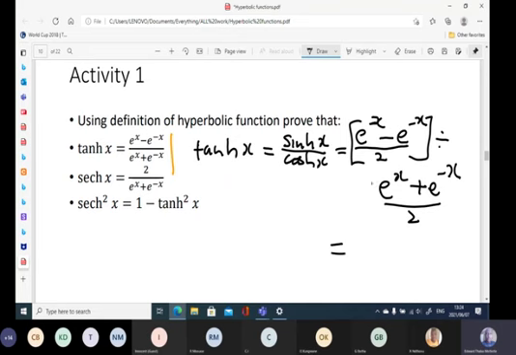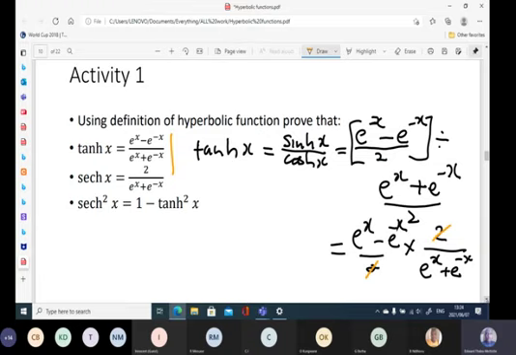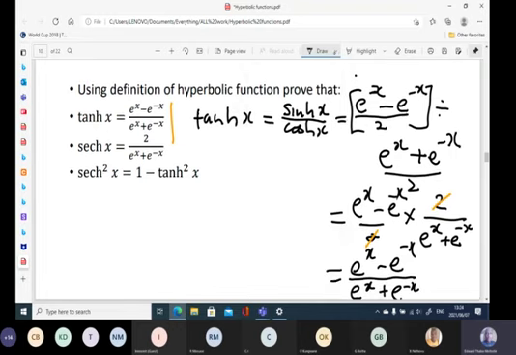So on the next step, we're going to invert this. We have e to the power x minus e to the power minus x over 2, multiplied by 2 over e to the power x plus e to the power minus x. You can clearly see that the 2 and 2 cancel out. So you end up with what they wanted you to prove: e to the power x minus e to the power minus x all over e to the power x plus e to the power minus x. So we have just proven the first statement.